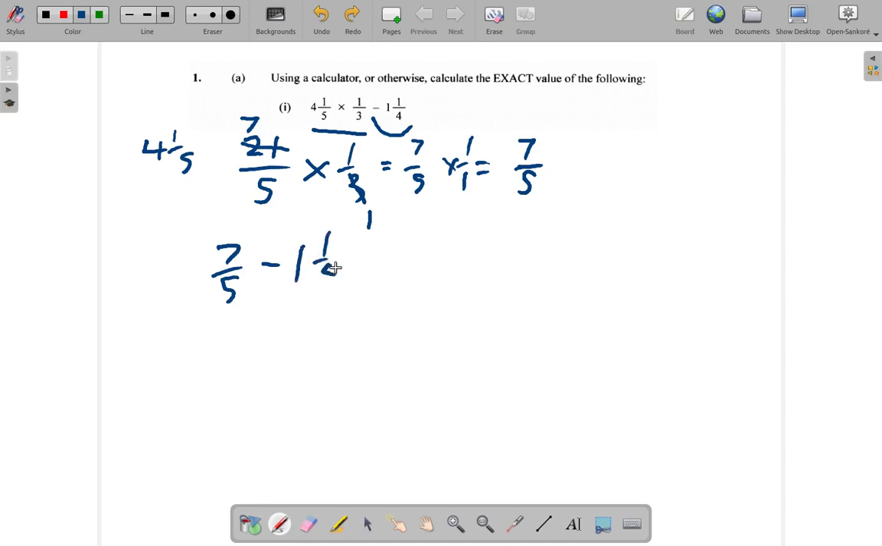Let's put the 7/5 here, and then we're ready for the minus 1 and a quarter. But minus 1 and a quarter is a mixed fraction. I want it as an improper fraction. 4 ones are 4, and 1 is 5. So that's 5/4, 5 quarters. 1 and 1 quarter is really 5 quarters. So you have 7/5 minus 5 quarters.